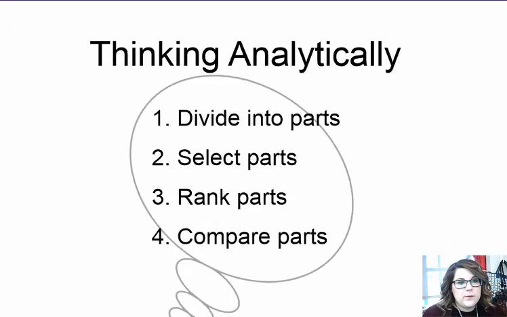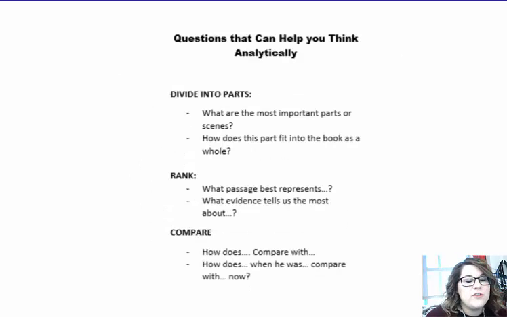So remember, ways that we can think analytically can be to divide our text into parts, we can select parts, we can rank parts, and we can compare different parts of the text. So here are some questions to guide that thinking. If we want to divide our text into parts, we can ask ourselves, what are the most important parts or scenes? How does this part fit into the book as a whole?